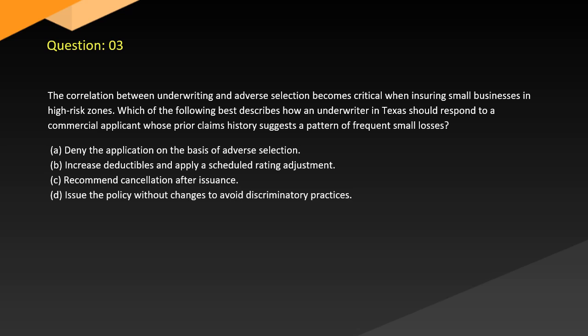Question 3. The correlation between underwriting and adverse selection becomes critical when insuring small businesses in high-risk zones. Which of the following best describes how an underwriter in Texas should respond to a commercial applicant whose prior claims history suggests a pattern of frequent small losses? A. Deny the application on the basis of adverse selection. B. Increase deductibles and apply a scheduled rating adjustment. C. Recommend cancellation after issuance. D. Issue the policy without changes to avoid discriminatory practices.